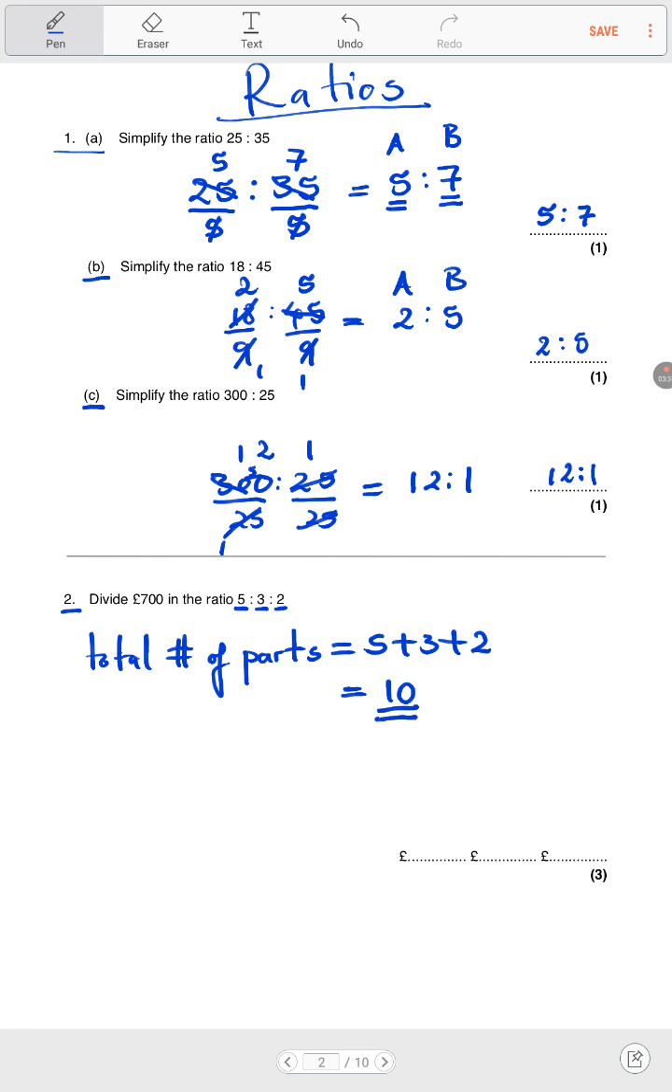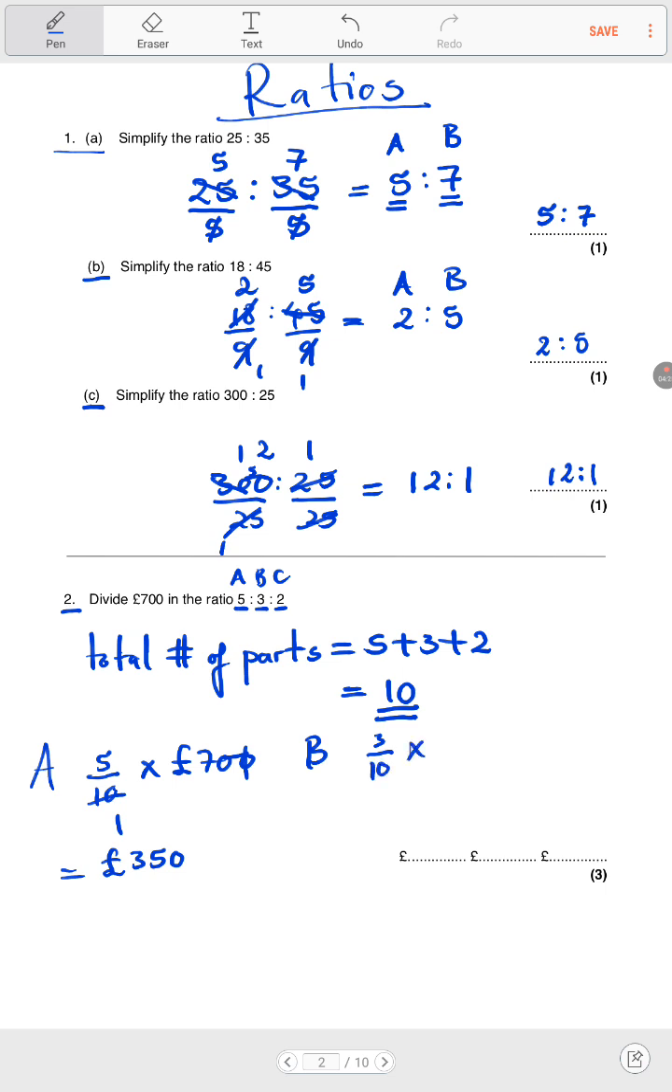For you to be able to calculate how much each is going to get, let's say this is A, this is B, and this is C. So we say A is getting 5 over 10. Out of the 10 parts, A is getting 5 of them. So we say 5 over 10 of 700 pounds. 10 into 700 is 70. And 70 times 5, you get 350 pounds.